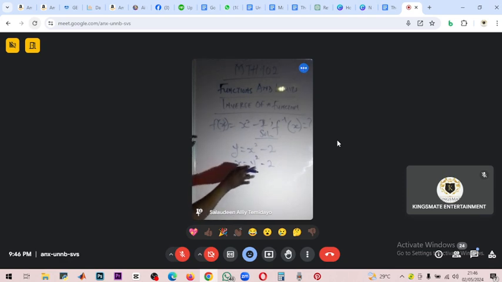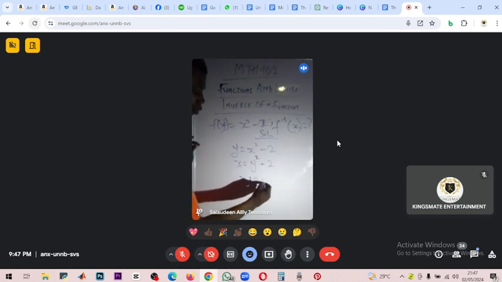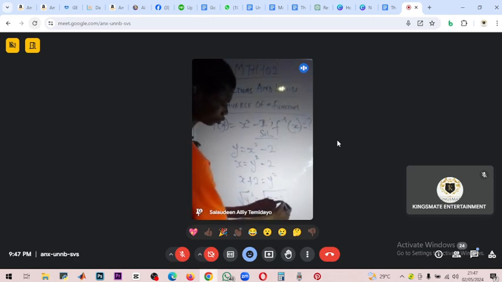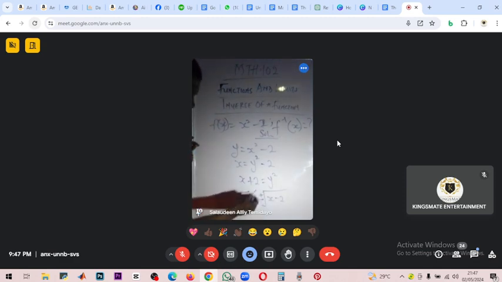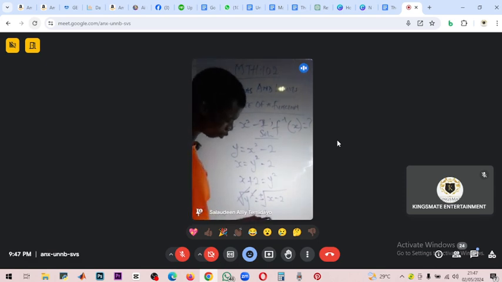So here now, after doing that, the first step is to represent f of x with y. After that, you change y to x. Now, make y the subject of the formula. That is x minus 2 plus 2 equals y squared, right? What do we have? We just take the square root of both sides. That means y equals plus or minus the square root of x minus 2. The square cancels the square root.